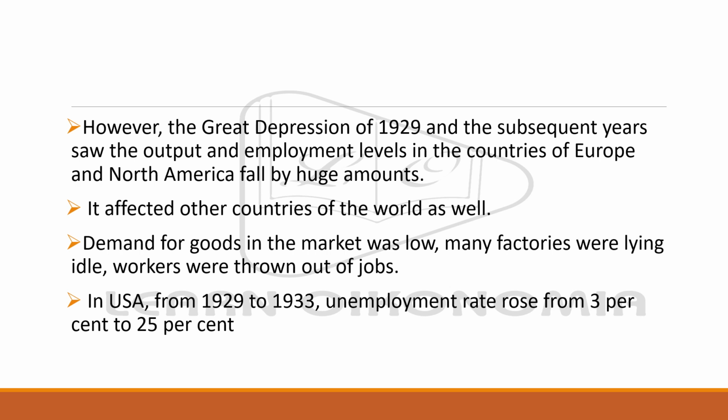Now, there was a problem which happened by the end of 1929, known as the Great Depression of 1929 or 1930. In the subsequent years after the depression, there were problems with the level of output and employment. This was mainly seen in different countries of Europe and North America, and it could affect the entire world as well.